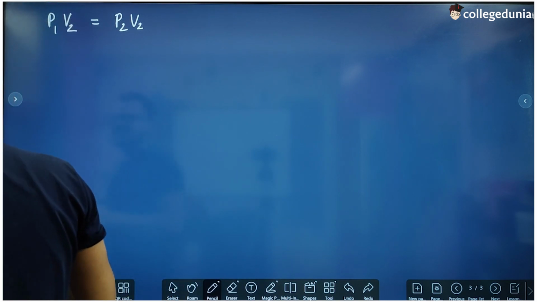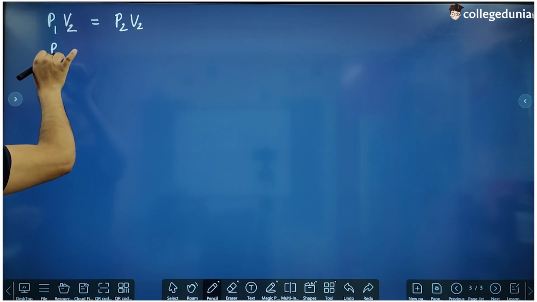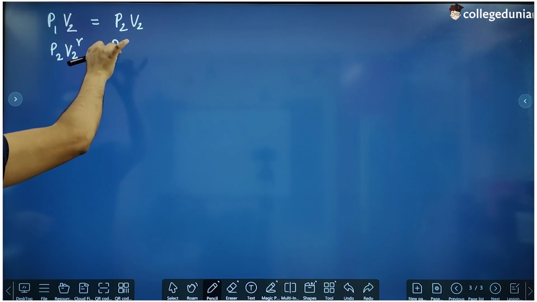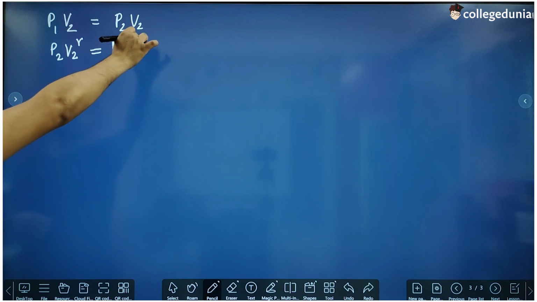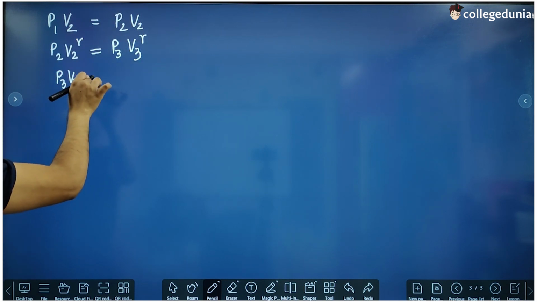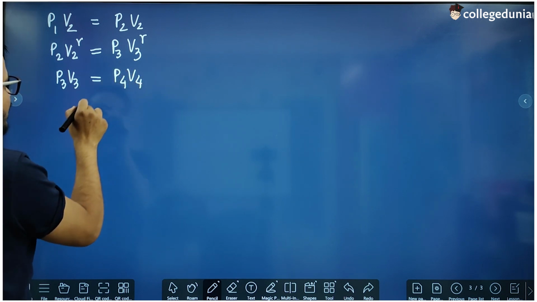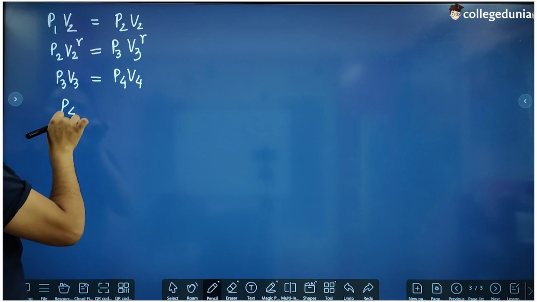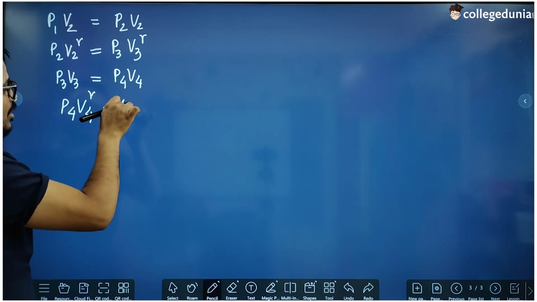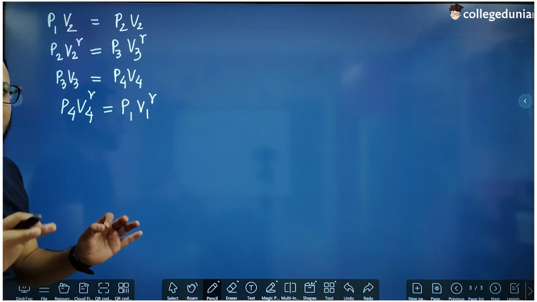So the volume was changed from V2 to V3 and pressure P2 to P3. So it is P2 V2 raised to power gamma equal to P3 V3 raised to power gamma. Third process was isothermal. So we can write P3 V3 equal to P4 V4, and the fourth process was adiabatic. So we can write P4 V4 raised to power gamma equal to P1 V1 raised to power gamma.